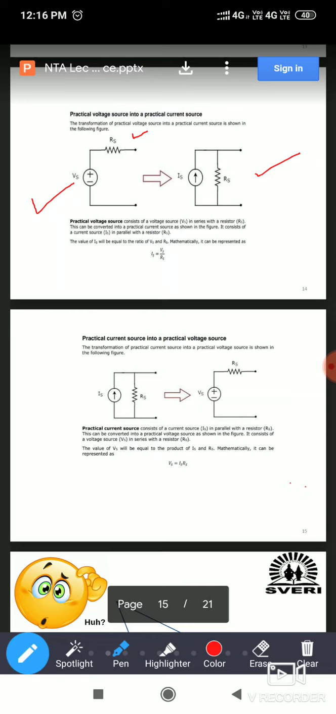Suppose Vs value we know, Rs value we know, and if you are converting into a current source, then what should be the value of Is? That is given in the formula. Rs value remains the same. Rs चे व्हॅल्यू सेम राहणार आहे, फक्त तिकडं सिरीज मध्ये कनेक्ट केलंय, इकडे तुम्हाला पॅरलल मध्ये कनेक्ट करायचंय. ओके, रजिस्टरचा व्हॅल्यू चेंज होणार नाही. ओके, बट value of Is, how to find out this value of Is, that is given in this equation.